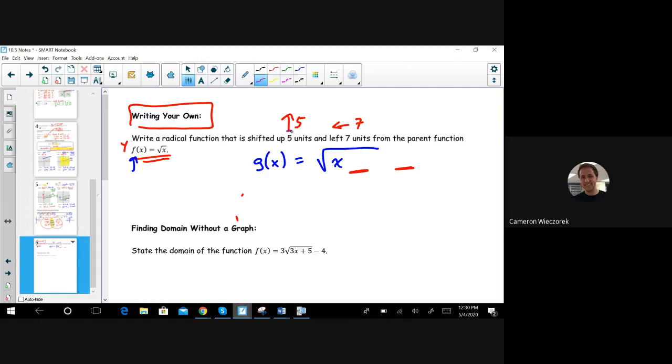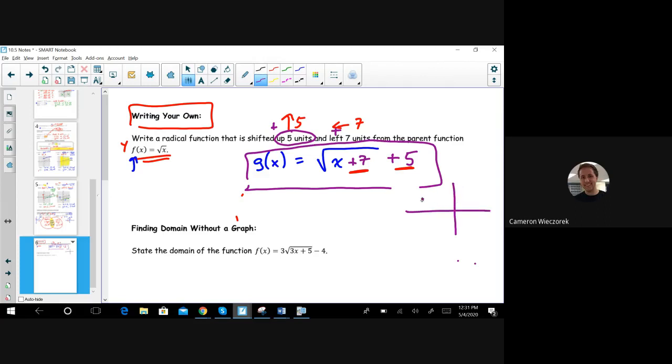So if it's shifting up 5, if you look back at some of the previous pages we filled out, anything that goes up or down needs to be outside the radical. So I know that 5 is going to have to go here. And since it's moving up, that's going to be positive. So this should be a plus 5 on the outside. The left and right motion goes under the radical. And this was the one that did the opposite of what we would expect. Left actually moved it with a positive sign. So this would be a plus 7 underneath. And that would be my function. So if you were to graph it, go left 7, up 5, it would start here, and then it would go and make that little swim stroke shape.